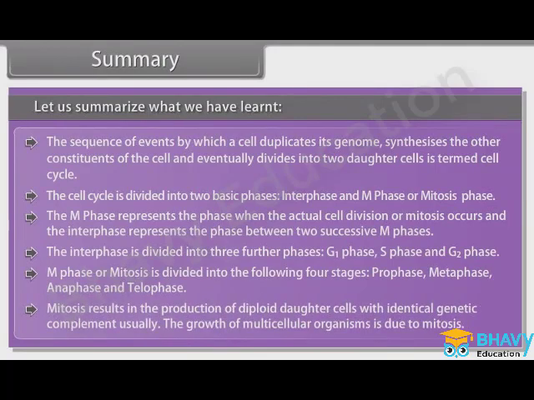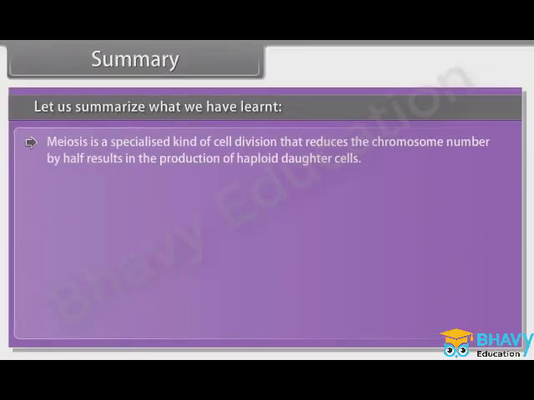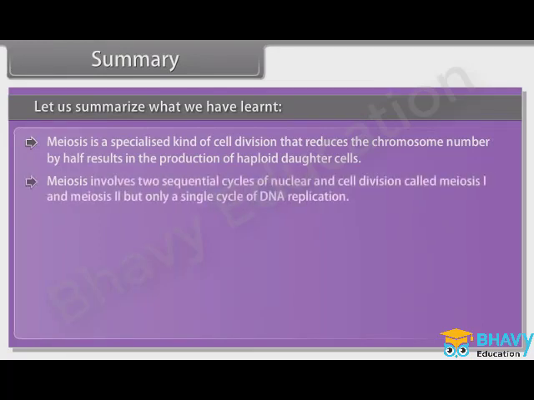Mitosis results in the production of diploid daughter cells with identical genetic complement usually. The growth of multicellular organisms is due to mitosis. Meiosis is a specialized kind of cell division that reduces the chromosome number by half, and results in the production of haploid daughter cells. Meiosis involves two sequential cycles of nuclear and cell division called Meiosis I and Meiosis II, but only a single cycle of DNA replication.